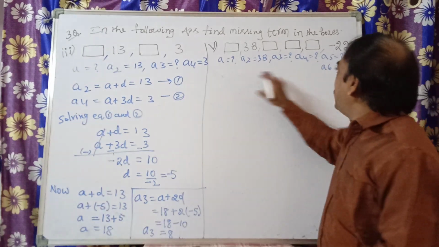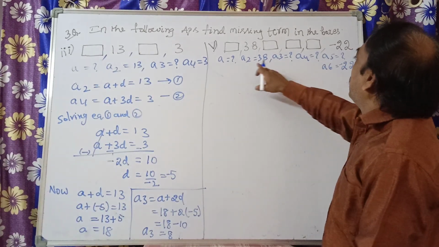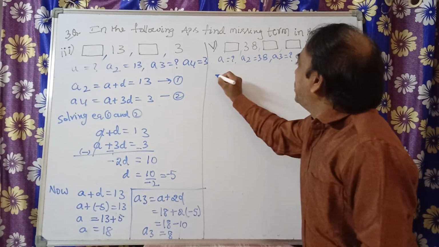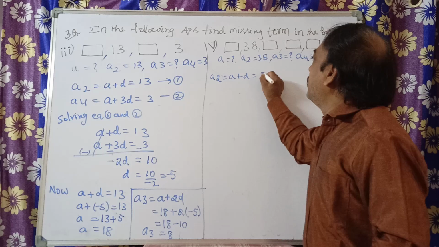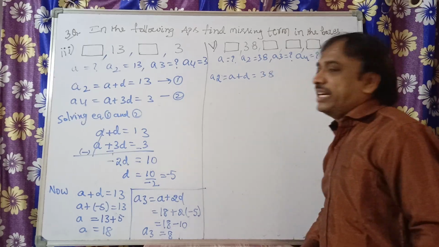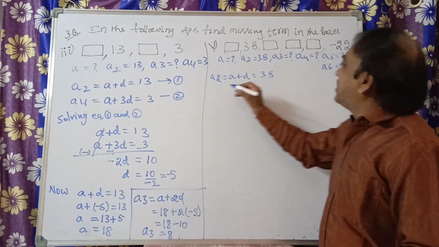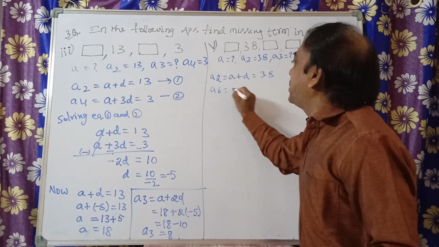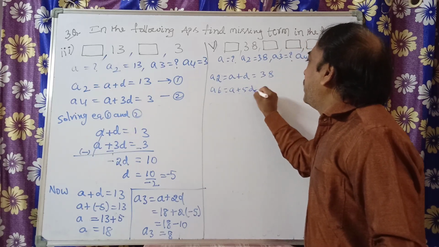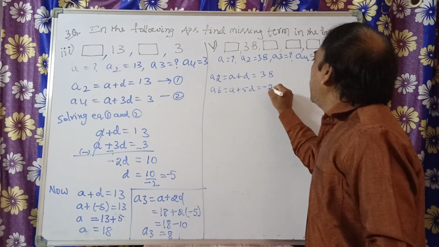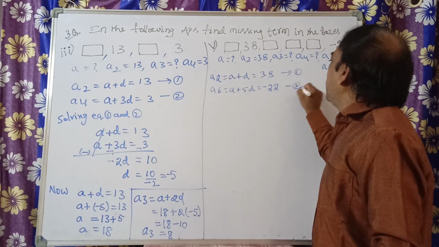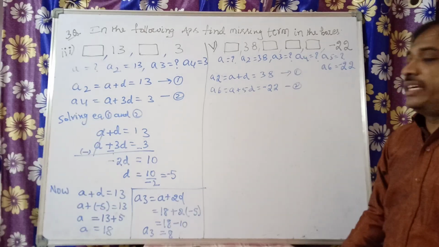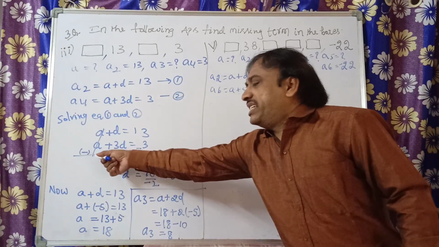Now we are solving these two. As we know a2 is equal to 38, observe it. A2 is equal to, how can we write it, a plus d, which can be written as 38. Then a6 is equal to, what is the formula for a6? A plus 5d is equal to minus 22. Now let these be equation 1 and equation 2. Solving. Why did I subtract here?